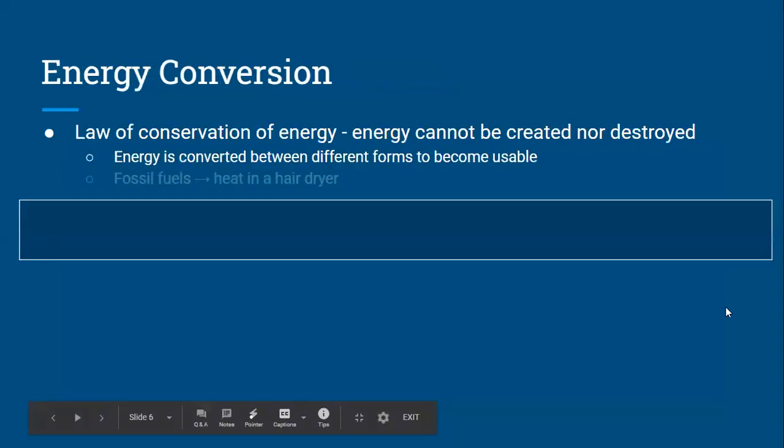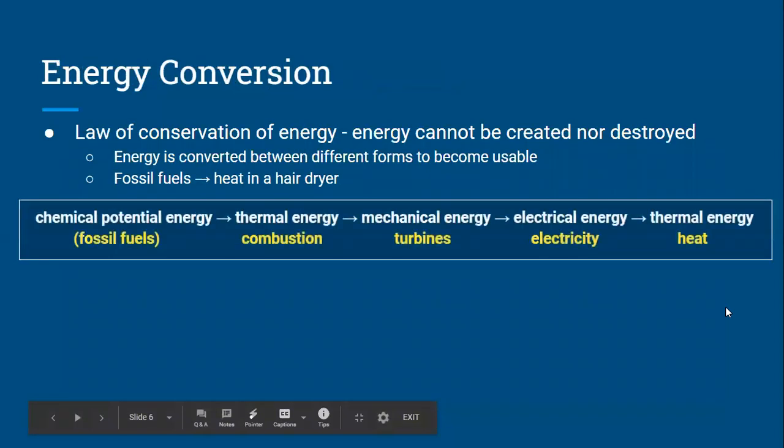When we look at energy conversion, we have to look at the law of conservation of energy. It sounds a lot like the one for matter, but the law of conservation of energy says energy cannot be created nor destroyed, but it will be converted into different forms so that we can use it. An example I'll walk you through is taking fossil fuels and converting that energy into heat that comes out of a hairdryer.